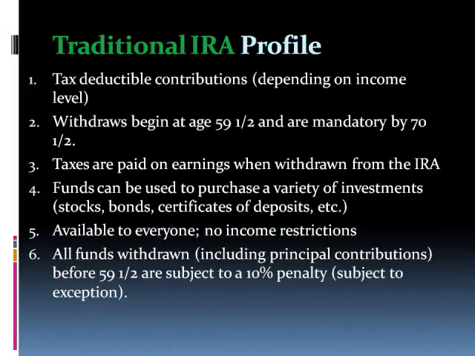Traditional IRA. The tax-deductible contributions depend on the income level, and the withdrawals begin at age 59.5 and are mandatory. You must withdraw all the money by 70.5, and taxes are paid on earnings when withdrawn from the IRA. Funds can be used for the purchase of a variety of investments like stocks, bonds, and CDs, available to everyone with no income restrictions. All the funds withdrawn, including the principal contributions, before 59.5 years old are subject to a 10% penalty.